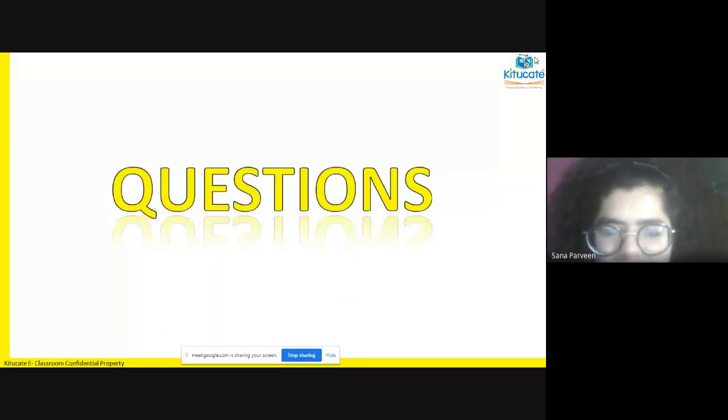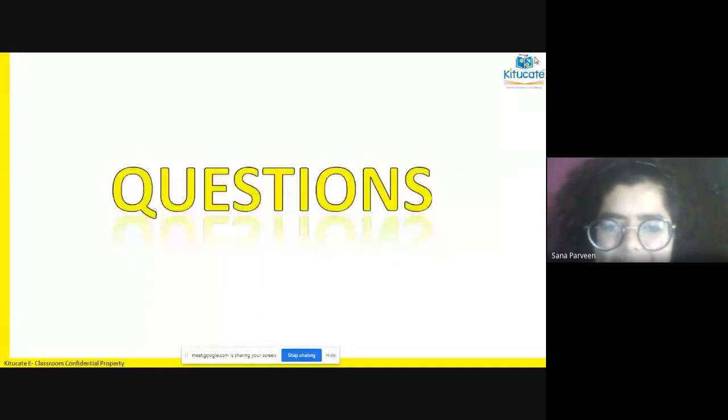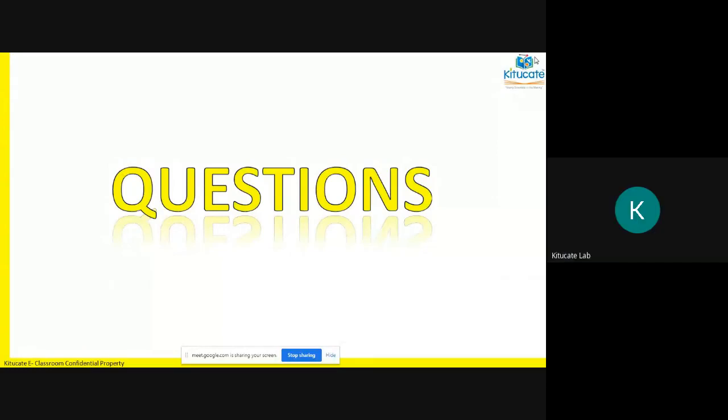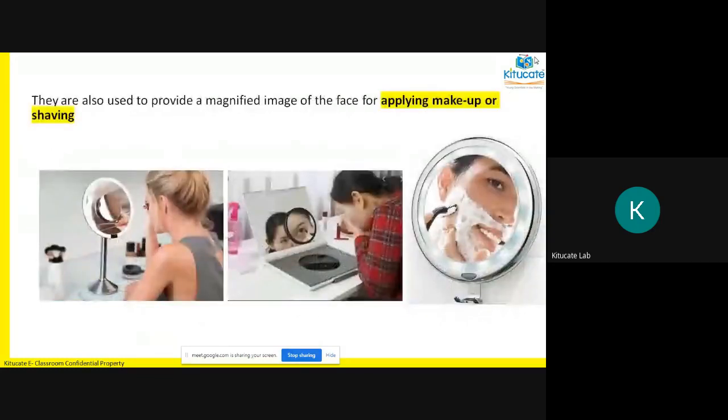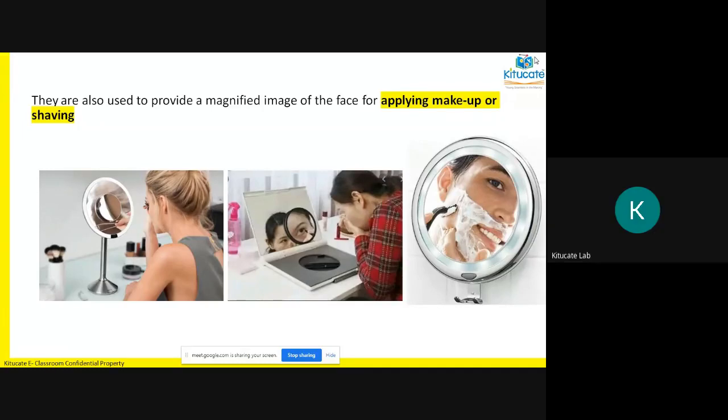Any questions related to concave mirrors? Don't concave mirrors show our picture upside down? How do they make our picture look enlarged then? Sorry, I was not able to hear the question. How can people use the concave mirror when we can see ourselves upside down in it?